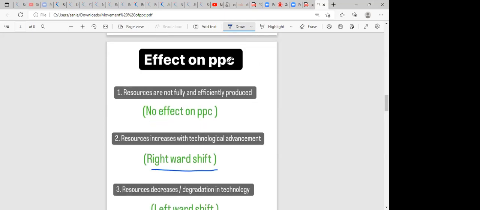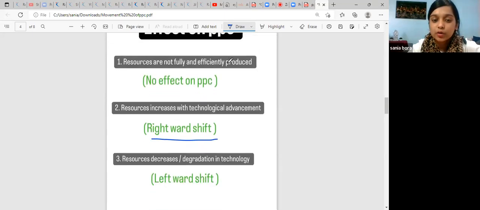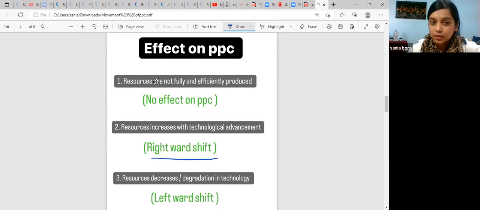Write effect on PPC. It's going to be three effects: no effect, rightward or leftward. So quickly write it.